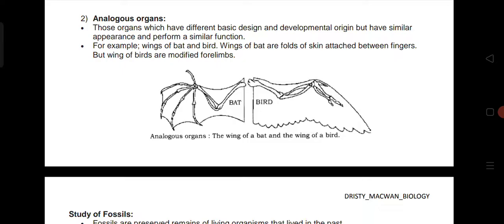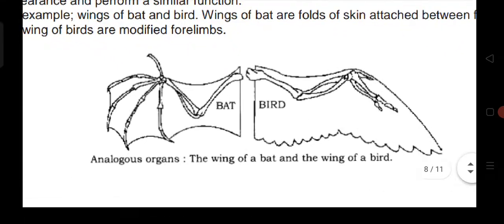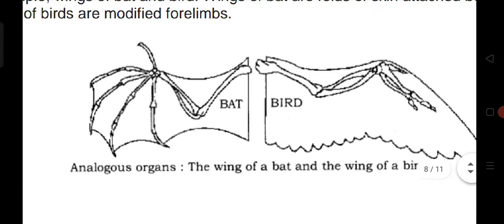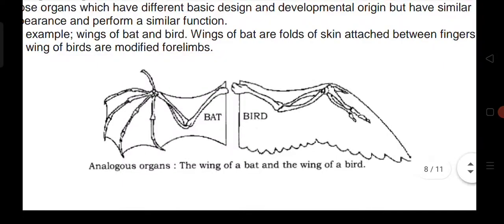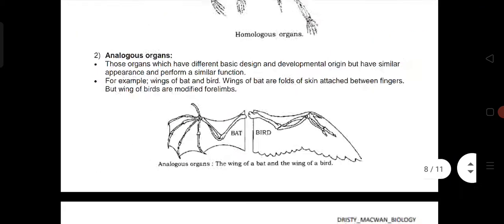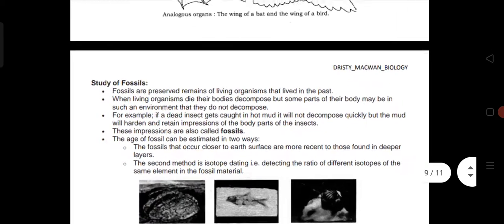An example can be seen as the wings of bat and bird. You can see over here the wing of the bird and the wing of the bat. These two of them are modified in such a way that they perform the same function and the appearance is also the same, but the basic design as well as the developmental origin of these two are different. Next is the study of fossils.